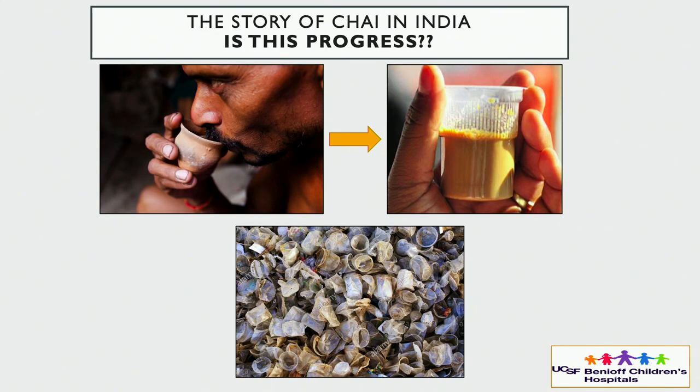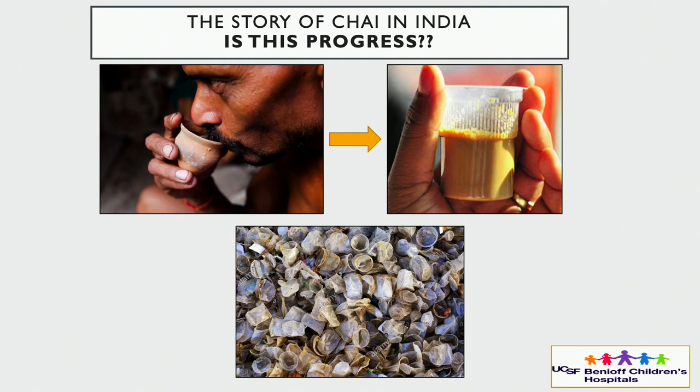So that brings me to the story of chai, which is tea in India. And growing up in India, if you were traveling in public trains, there would be these people who would serve tea in these clay cups called kullers. And now when I visit India, they're all plastic cups. So this is in the name of progress, and obviously it's a huge footprint on the environment.